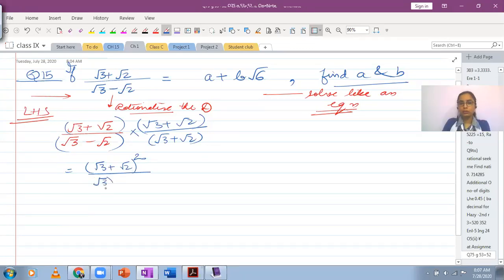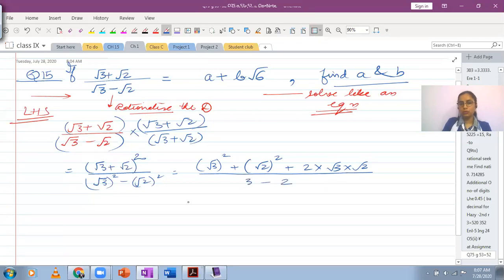In the denominator, I get a square minus b square. So let's just work with this and apply the identity. Square of the first term, square of the second term, plus 2 times the product of the two terms. In the denominator, I've got 3 minus 2, which will be 1, and I can ignore that. So at this point, this is what I have got: 5 plus 2 under the root 6.